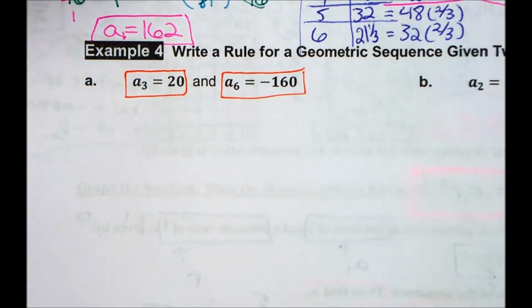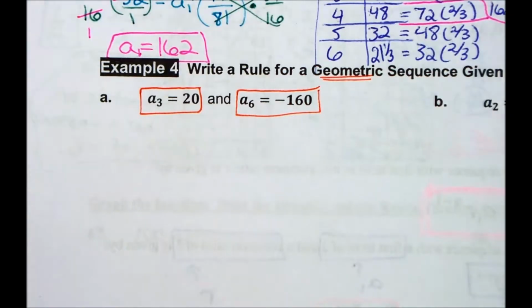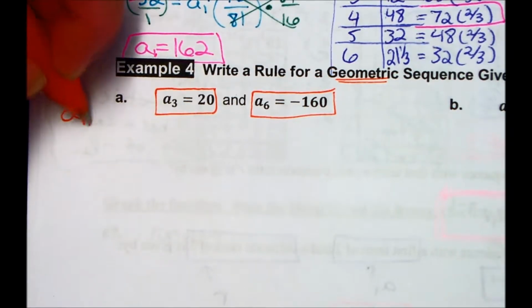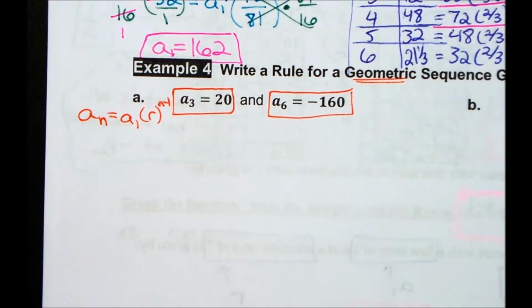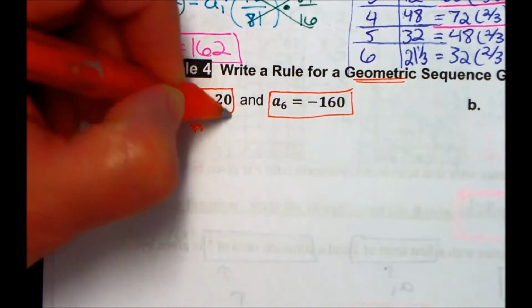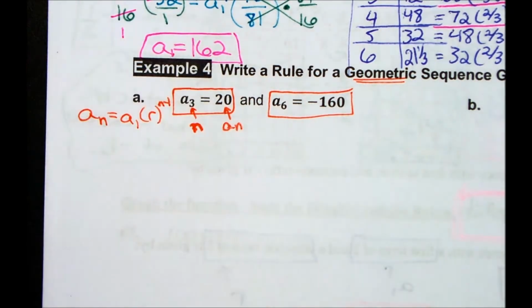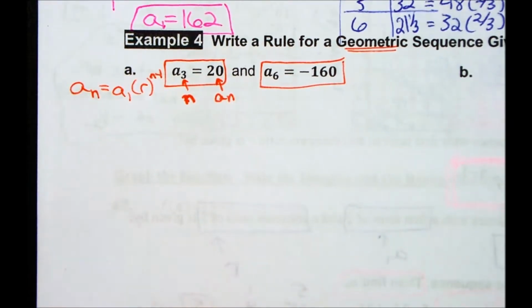If this was an arithmetic sequence, we could use our slope formula to find the common difference. But this is not an arithmetic sequence, it's a geometric sequence. So we are going to use that same formula that we've been using to write our rules, which again is a sub n equals a sub 1 times r to the n minus 1 power. So we're going to substitute 3 for n and 20 for a sub n. And we're going to do that for this point and that point. And as we go through this, you're going to hopefully recognize the similarities between this and writing exponential functions.